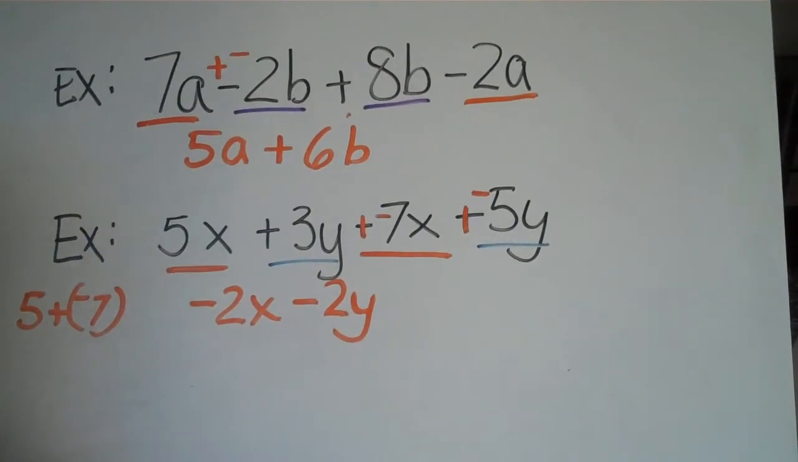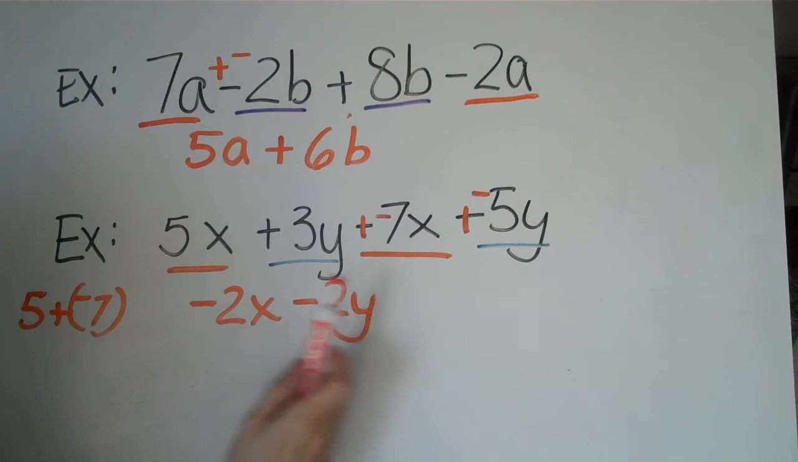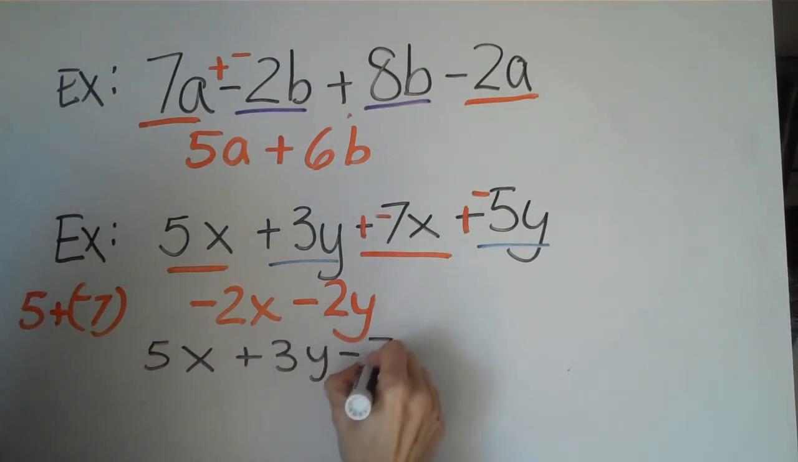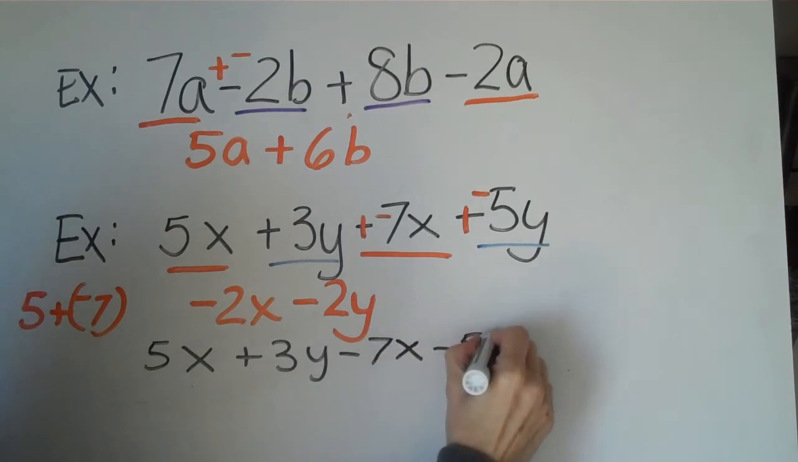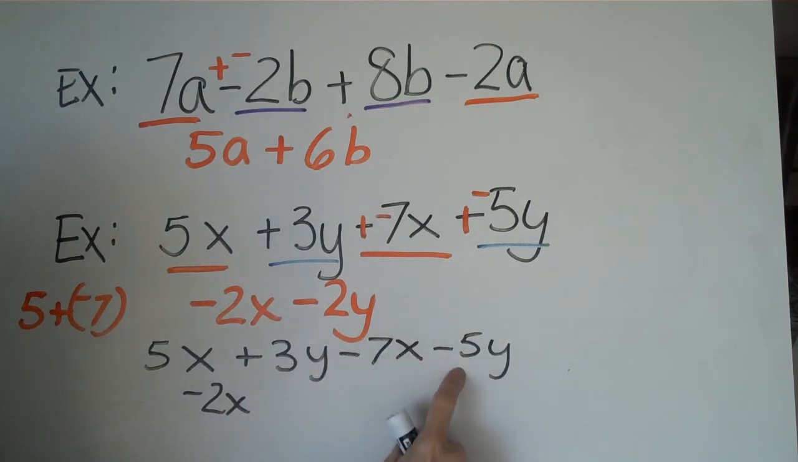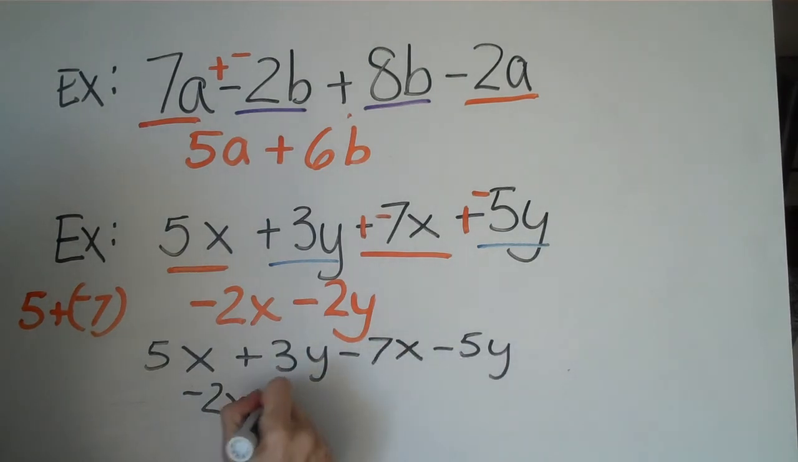So really that's it. I'm just going to rewrite it. Some of you might just be able to do this in your head without rechanging the signs. 5x minus 7x, 5 minus 7 is negative 2x. 3y minus 5y, 3 minus 5 is negative 2y, and you can write that as a minus 2y if it's a negative, okay? So practice this.